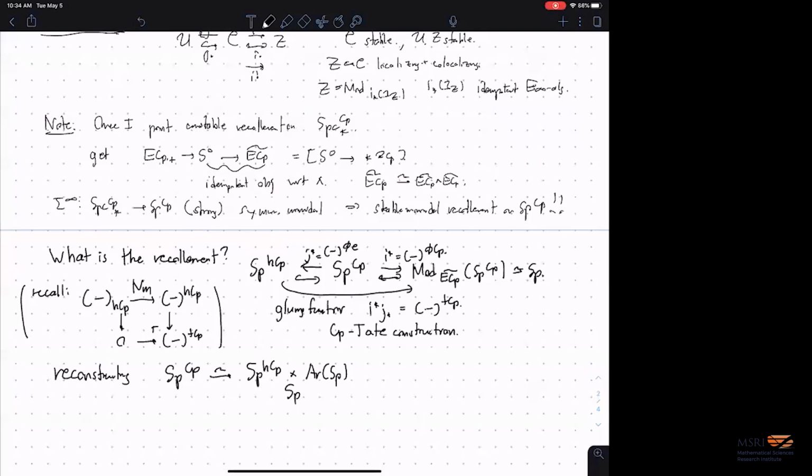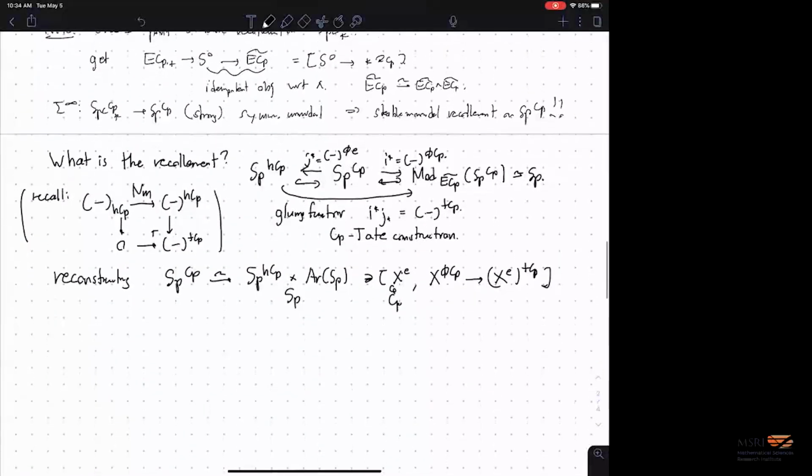So objects here are, again, spectra with C_p action, just a spectrum and a map to the Tate construction of the spectrum I have. So that's the prototype of the reconstruction theorem that I'm going to try stating, which was worked out by Glasman and Ayala, Mazel-Gee, and Rozenblyum.